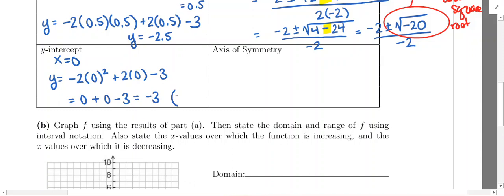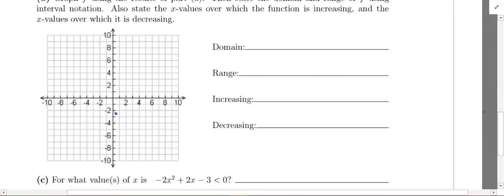As an ordered pair, the y-intercept has an x-coordinate of 0 and a y-coordinate of negative 3. So we can surely plot that. Notice here is 0, negative 3. It's extremely close to the vertex. I'll even make a note over here. So far, we know 2 points on the graph: the y-intercept, which is 0, negative 3, and the vertex, which has coordinates 0.5, negative 2.5. Those 2 points are so close together.